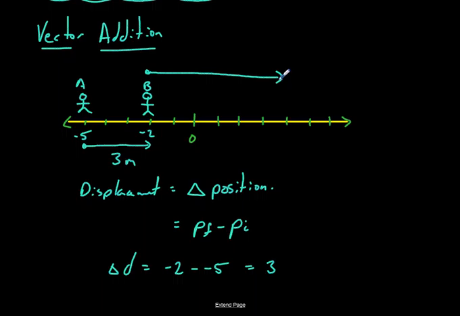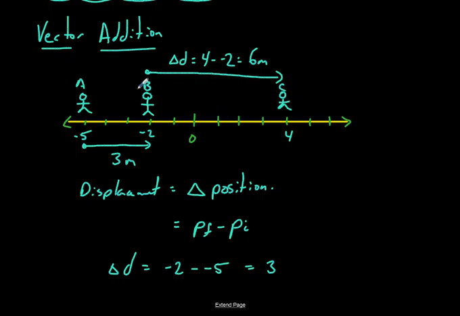over to here. So now they're at position 4, and they started at -2, so their delta D is their final minus their initial, so we have 4 minus -2, so they've now gone 6 meters. So the new vector we have here is 6 meters, all right? We'll call this position C.